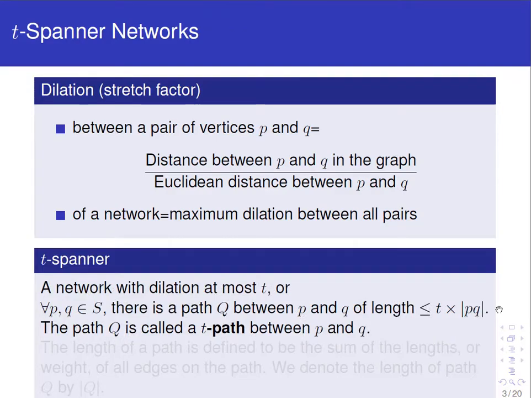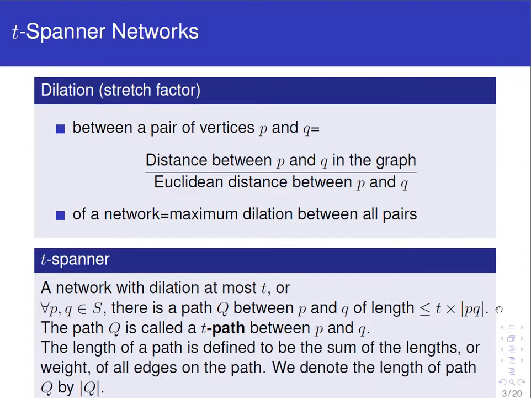What is a t-spanner? A t-spanner is a network with dilation at most t, or in other words, for all pairs P, Q in S, there is a path between P and Q of length at most t times the Euclidean distance between P and Q. The path is called a t-path between P and Q. The length of a path is defined to be the sum of the lengths or weights of all edges on the path.